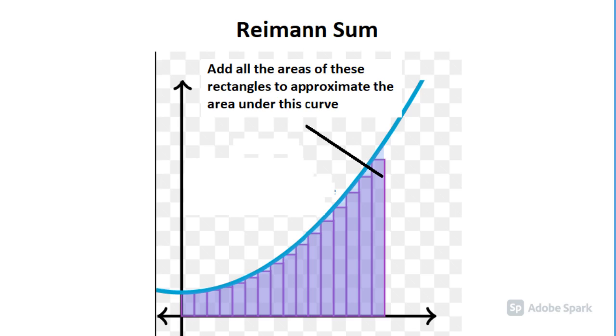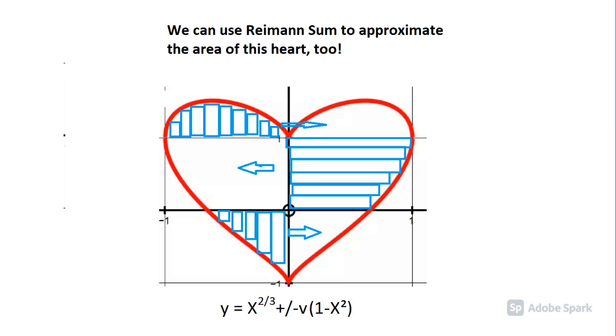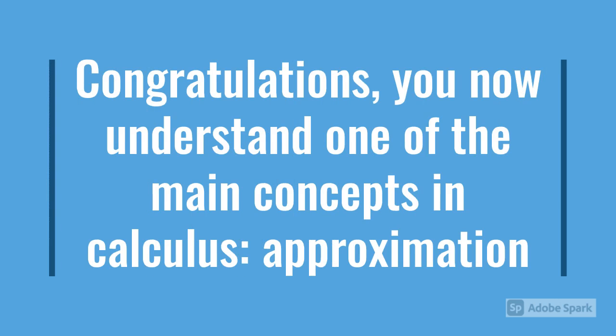So here we are using rectangles of known areas to fit them under this curve so we can approximate the area under this curve by adding all the rectangles together. This is what we call Riemann sum. And as long as we have a function, we can use the Riemann sums to approximate the areas. So congratulations, you now understand one of the main concepts in calculus, which is approximation.